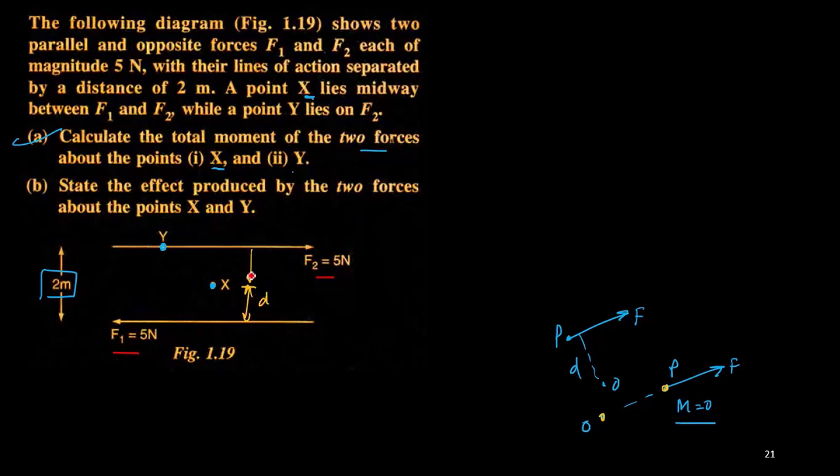Okay, so this distance should be how much? 2 minus A. So the moment of F2 about point A: you have to place your pencil in this direction, so you have to rotate in this direction. That means you are rotating in the clockwise direction.